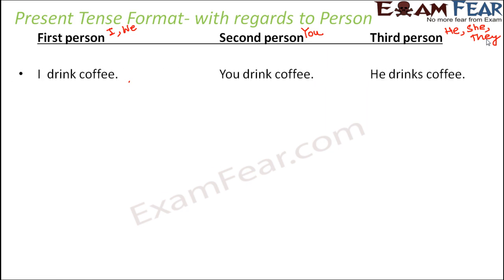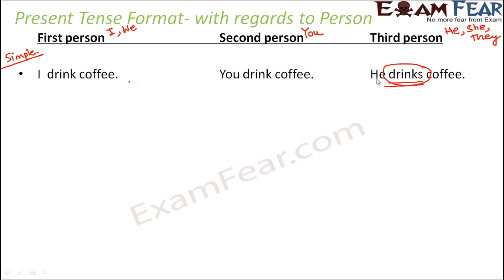So let us first talk about the simple present tense. Simple present tense in first person would be I drink coffee. Second person, you drink coffee. Third person, he drinks coffee. So you notice a difference here? Basically the form of the verb is decided by the person and also whether it is singular or plural.